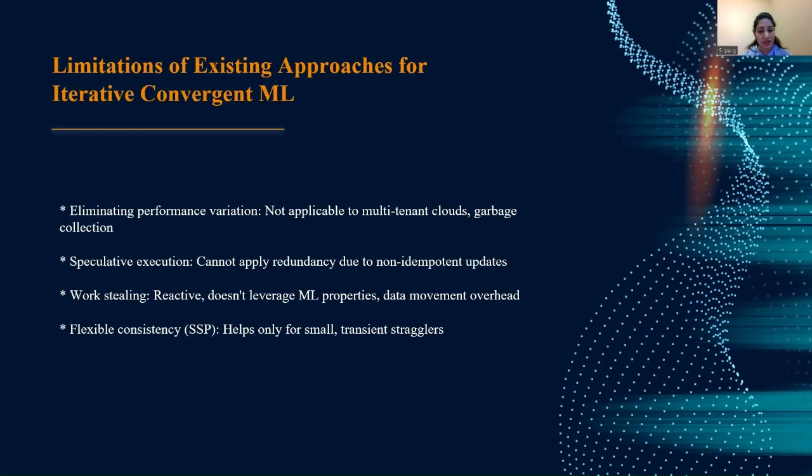And work stealing approaches reactively redistribute tasks but may not fully leverage machine learning algorithm properties and can incur significant data movement overhead. The last one, flexible consistency. Flexible consistency is useful for addressing small transient stragglers. Flexible consistency models like SSP may not efficiently handle prolonged straggler behavior commonly seen in iterative convergent machine learning scenarios.